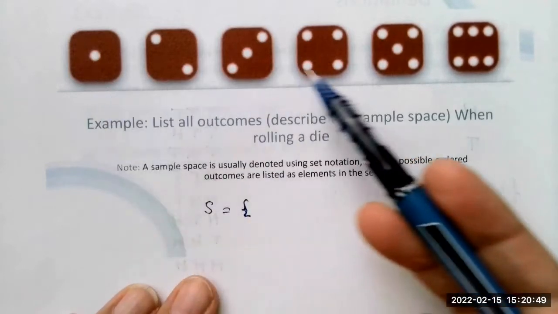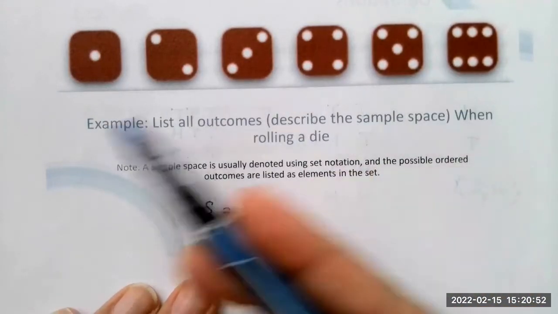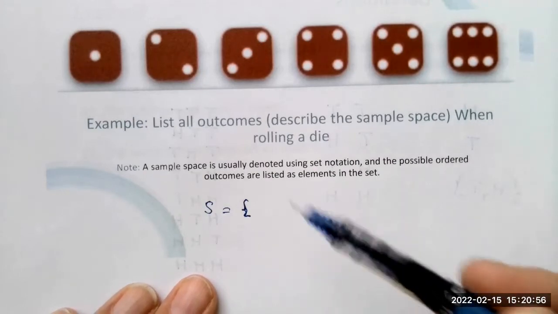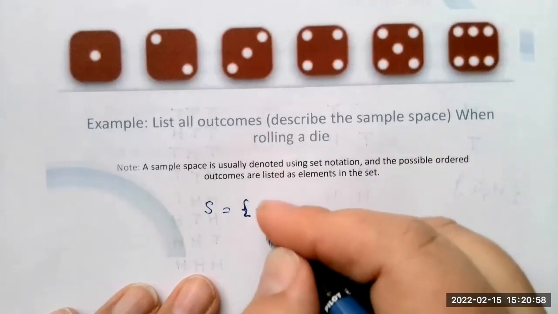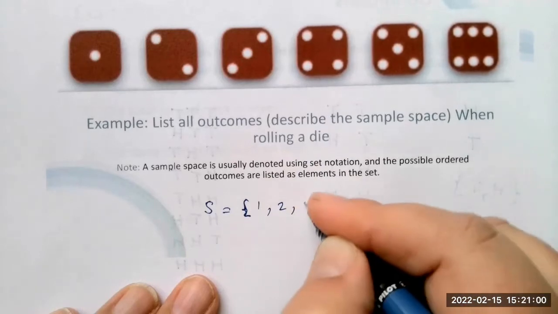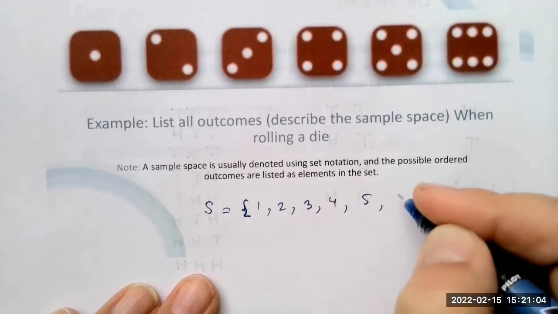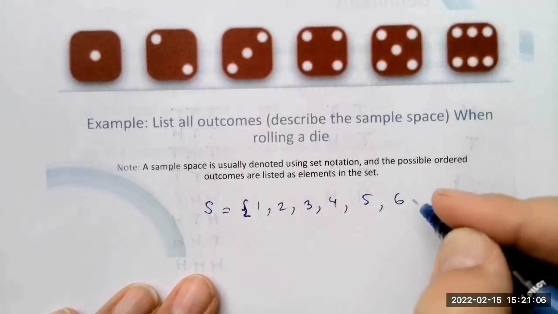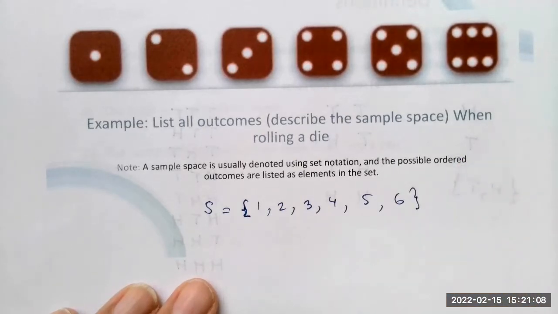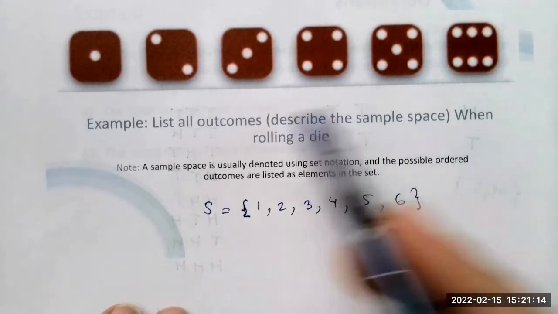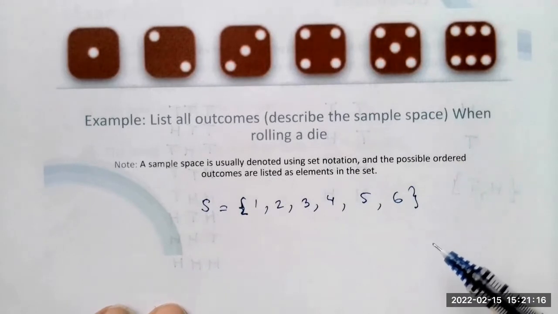All of the possibilities are described visually for you here, but let's describe it numerically. So we can get a 1, a 2, a 3, a 4, a 5, or a 6. And that's it. We're closing the brackets. So we're done with this example.